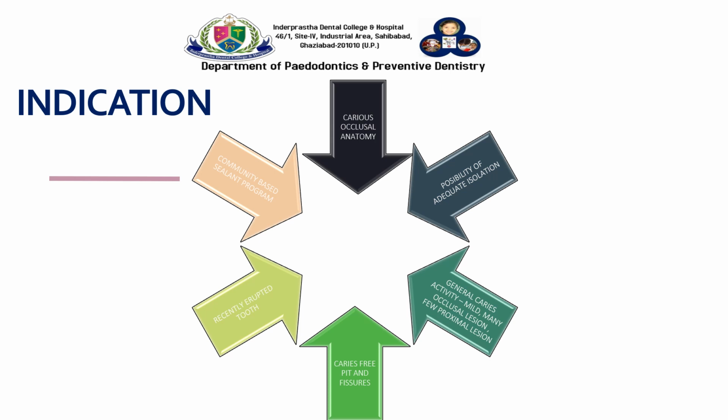Indications of pit and fissure sealant: carious-prone occlusal anatomy. If pits or fissures are separated by a transverse ridge, a sound pit or fissure may be seen. Carious pit or fissure, that is deep narrow pit and fissure. General caries activity, that is mild, many occlusal lesions, few proximal lesions and recently erupted teeth.